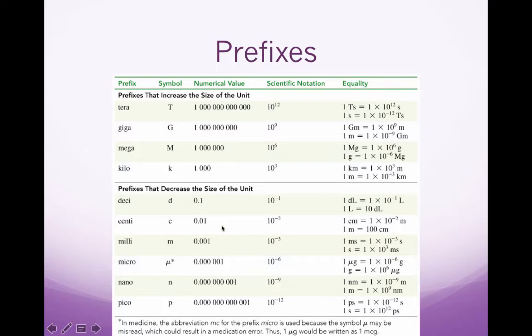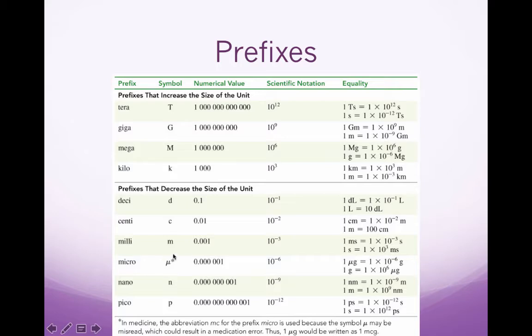Then prefixes can also decrease the size of the unit. So for example, deci, little d, is 0.1 or 10 to the negative 1. So 1 deciliter equals 1 times 10 to the negative 1 liters. Or centi is 10 to the negative 2. So 1 centimeter equals 1 times 10 to the negative 2 meters.